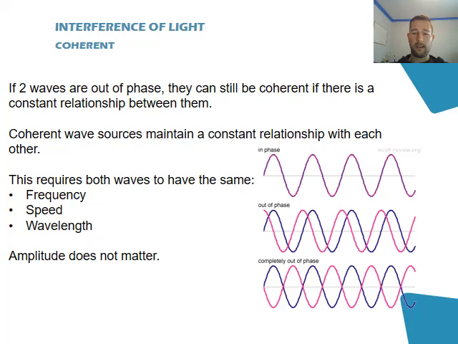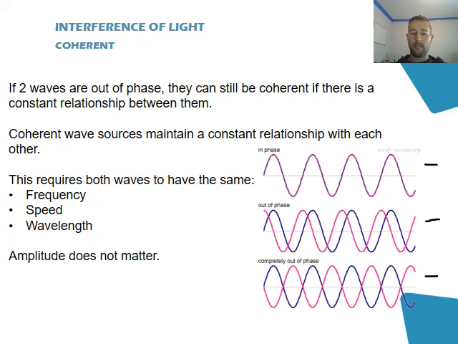So we can see in this first diagram here, these are actually in phase, and you can see there's a pink and a blue wave, and they're matching up. In the second diagram, there's 2 waves, a pink and a blue one. They're out of phase, but you can see there's a constant relationship there. There's a phase shift, but it's constant. So these waves are coherent.